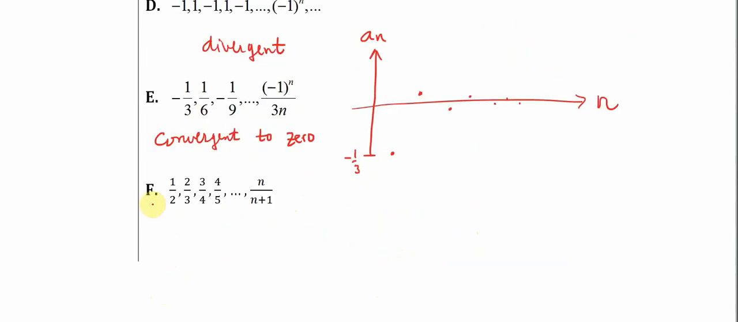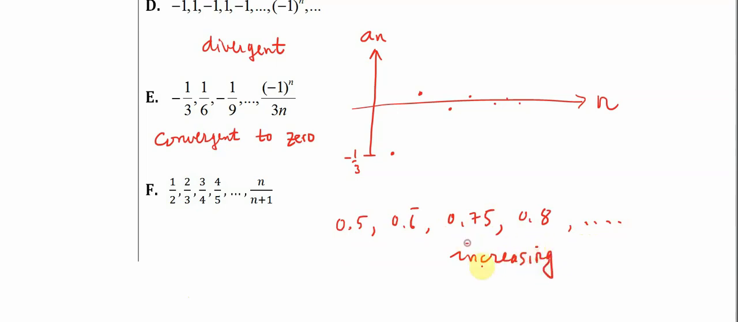So one more example here, part F, and this is a good one to think about. We can convert these into decimals if it helps. The first term is 0.5, the second term is 0.6 repeating, the third term is 0.75, the next term is 4/5 or 0.8, and so on. And this sequence is actually increasing, but it's convergent, because the limit as n approaches infinity of n over n + 1, remember we're looking at the leading terms on the top and the bottom, is going to approach 1.